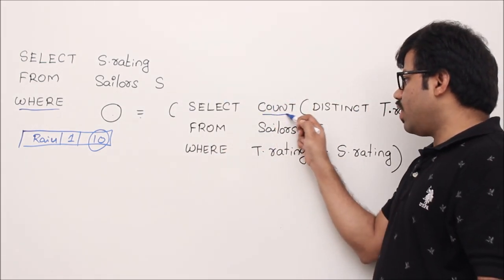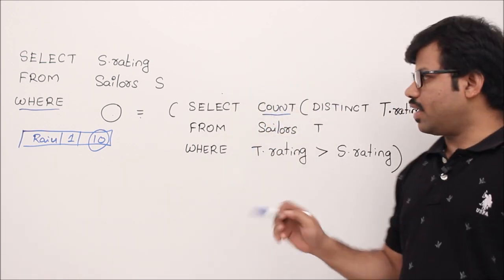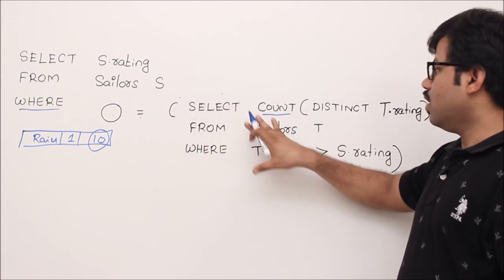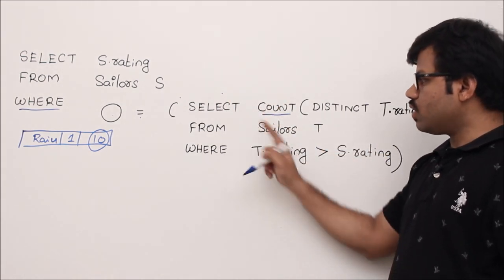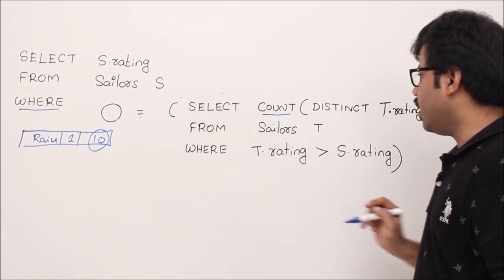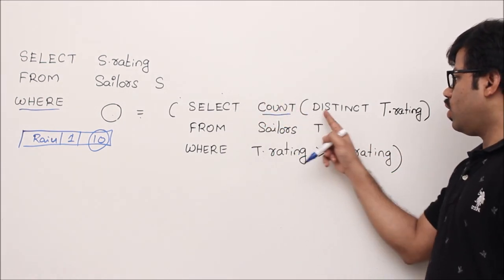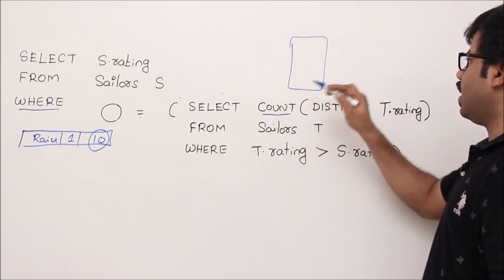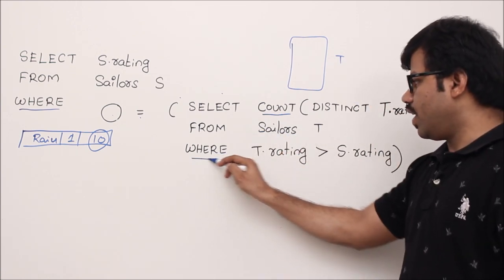Since we have written an aggregate operator in this query, the result is single valued, so it is semantically correct. So finally our target is to evaluate this query and see the count, that means the value of this query. Here this query's value should be 0, then only Raju's rating will be printed. To get 0 here, let's first see what this count is. Select count of distinct T.rating from sailors T. That means here we have some sailors T, and we take every sailor T and run this where condition.